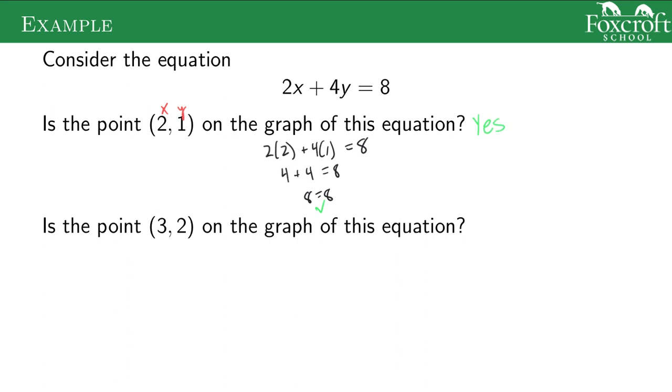What about the point (3, 2)? Do the same thing. 2 times 3 plus 4 times 2 equals 8. 2 times 3 is 6, 4 times 2 is 8, and 6 plus 8 is 14. Does 14 equals 8 make sense? No, it doesn't. So this is not on the graph of the equation. That's how you can verify if a point is on the graph of an equation. Just plug those numbers in. If the equal sign is true, then it's on the graph.